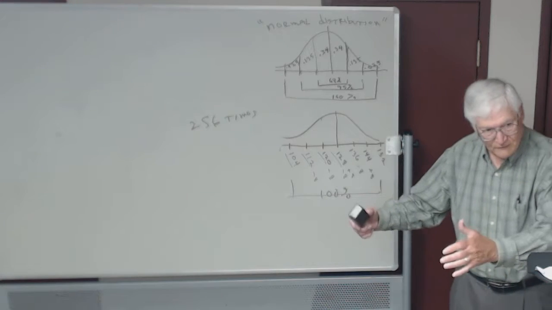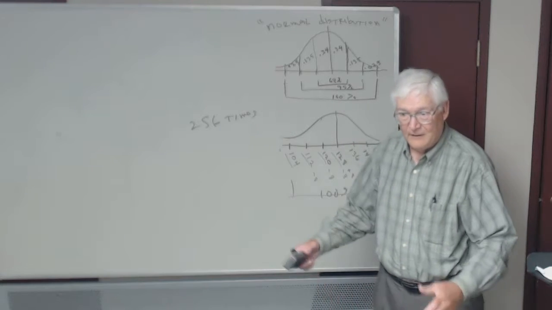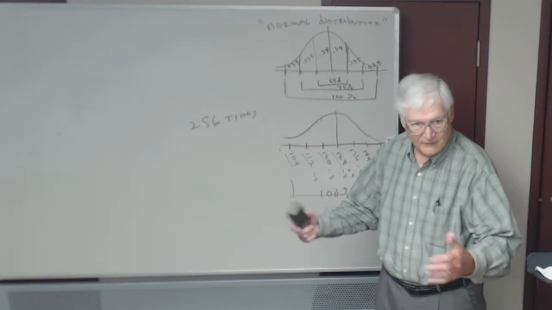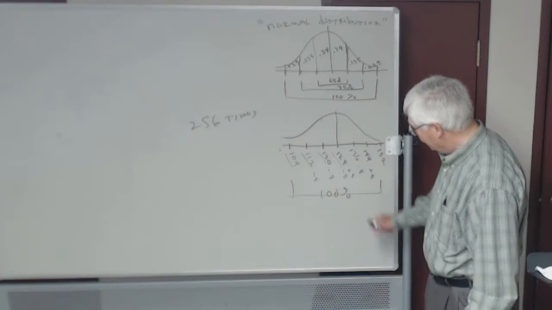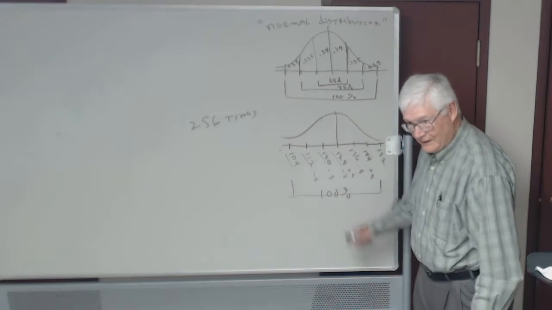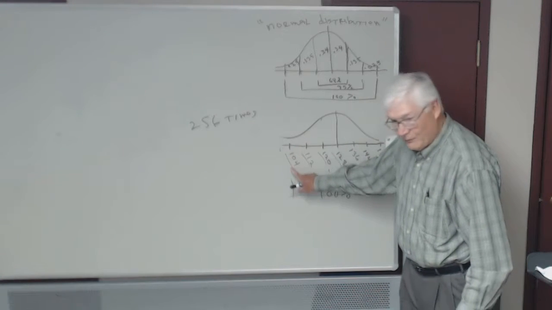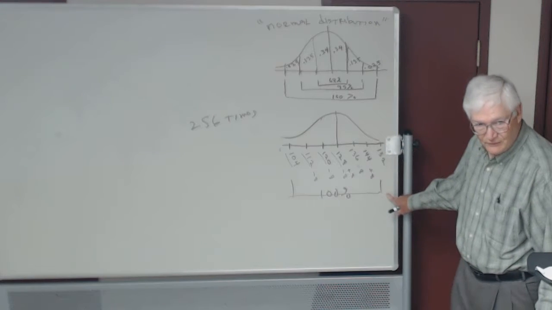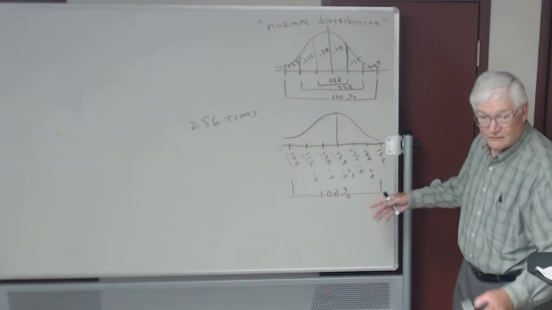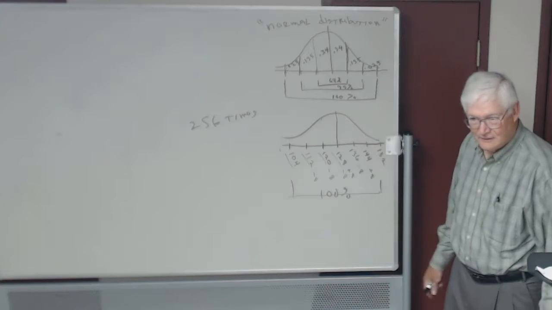If I take 256 pennies and drop them on the floor, and then we count the number of heads, the average will be 128. But I can have as few as 104, and I'll have as many as 152. And if I did it 1,000 times, it would form a little curve like this.